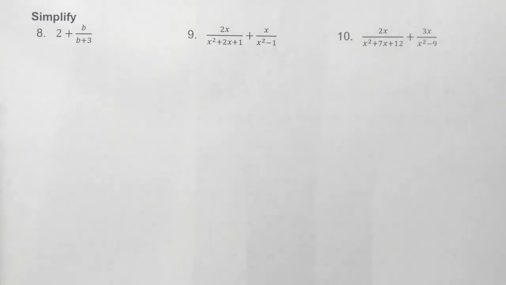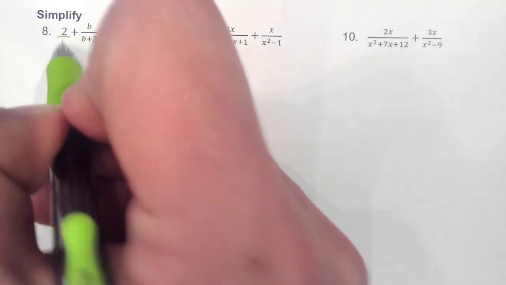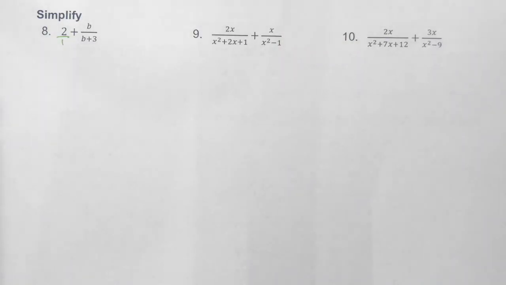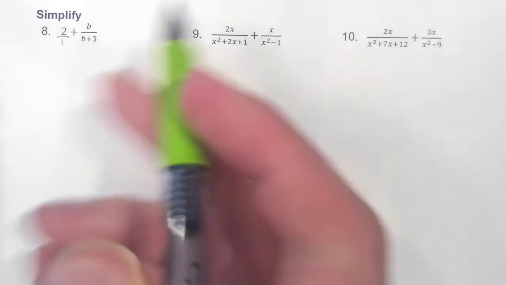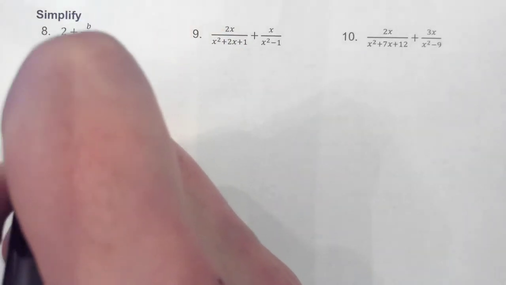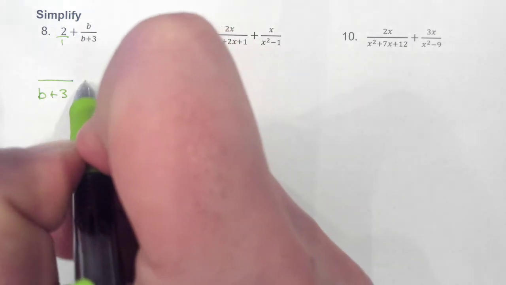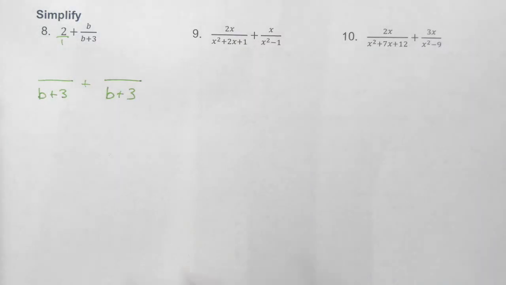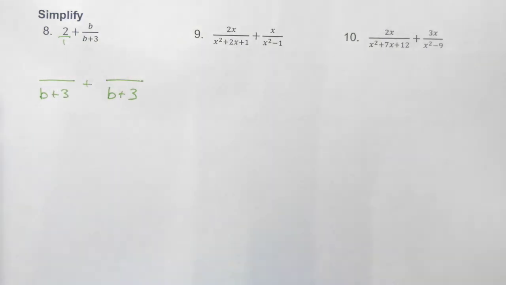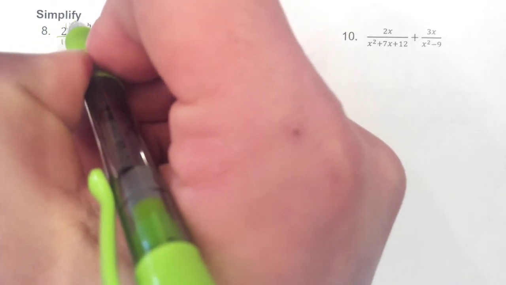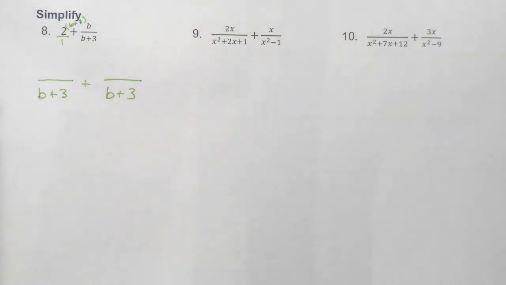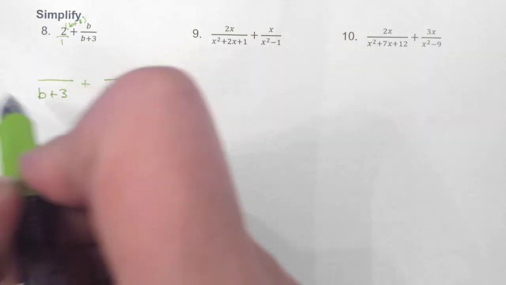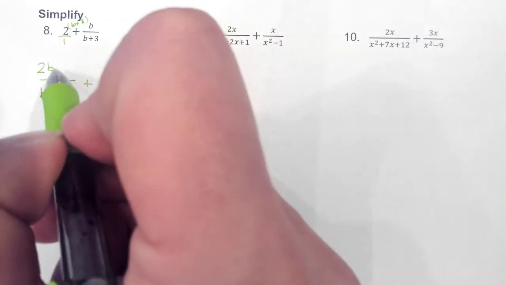Number 8 is not too difficult. So remember, if you have a whole number, you can put it over 1. So what would the common denominator be? Well, between 1 and b plus 3, clearly it's going to be b plus 3. So we make 2 new fractions, each with that common denominator of b plus 3. From 1 to b plus 3, we're obviously multiplying the whole thing by b plus 3, so we need to distribute that 2 through. 2 times b is 2b. 2 times 3 is 6.